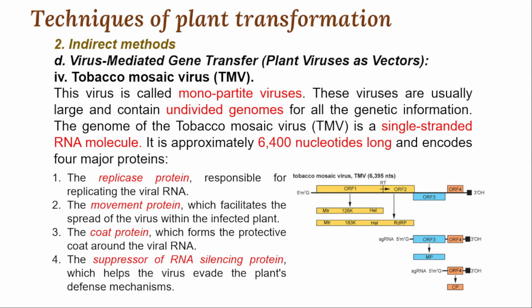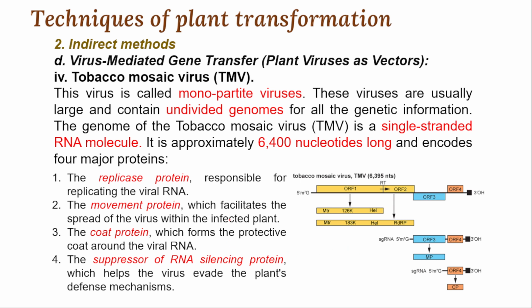One more virus is called tobacco mosaic virus. Here also it is a single-stranded sense RNA molecule. It contains nearly 4 open reading frames, with around 6,400 nucleotide long single-stranded RNA. It expresses four major proteins: the replicase protein that helps in replication, second the movement protein that helps in the movement of the gene of interest, third the coat protein, and fourth the RNA silencing protein.